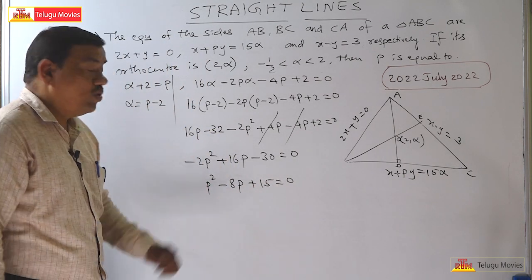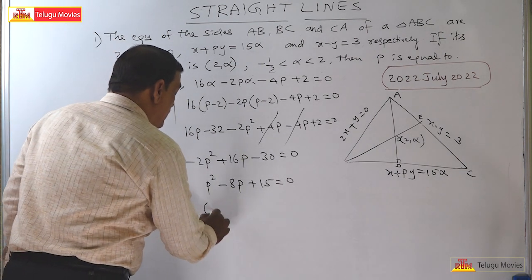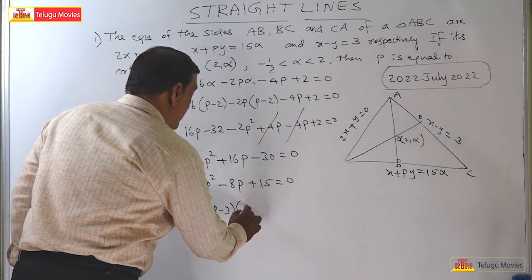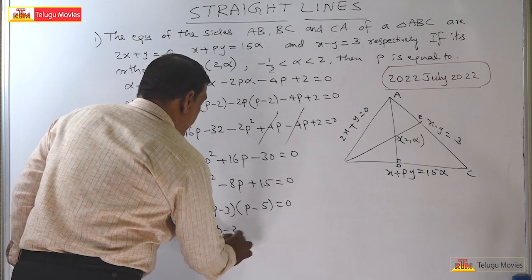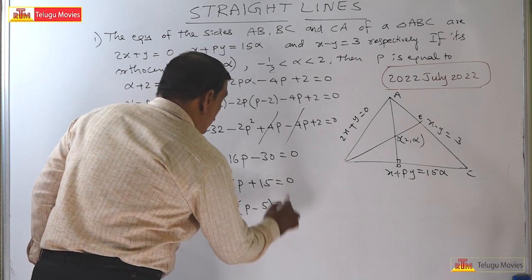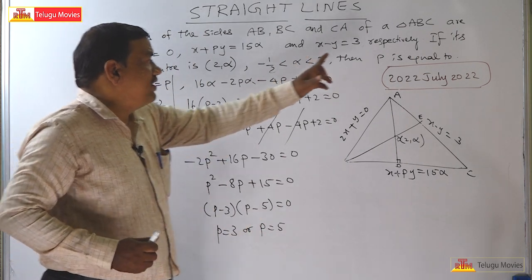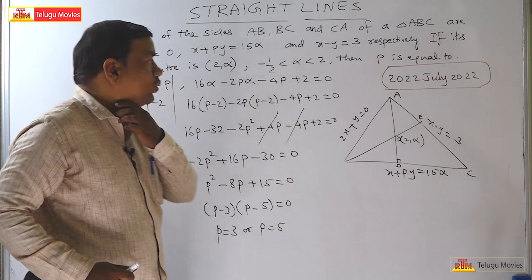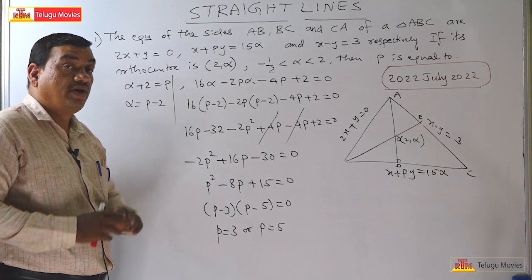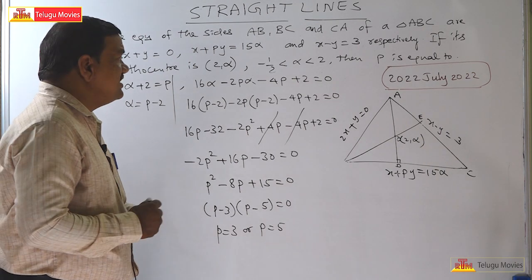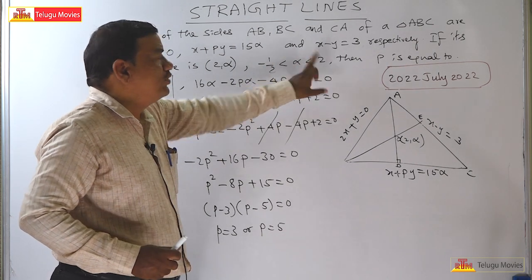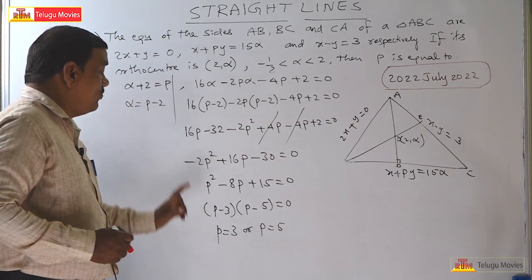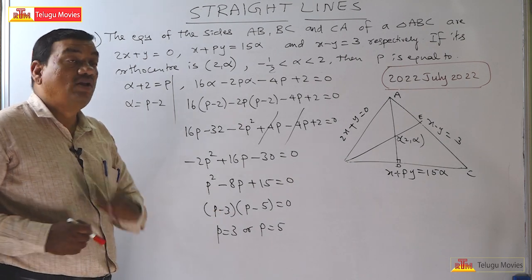Clear? Now the factors are clearly (p minus 3)(p minus 5) is equal to 0. Either p is equal to 3 or p is equal to 5. So your answer will be p is equal to 3 or p is equal to 5. But always remember that here the condition is alpha lies between minus 1 by 2 and 2. So out of these two p values, one will be valid.